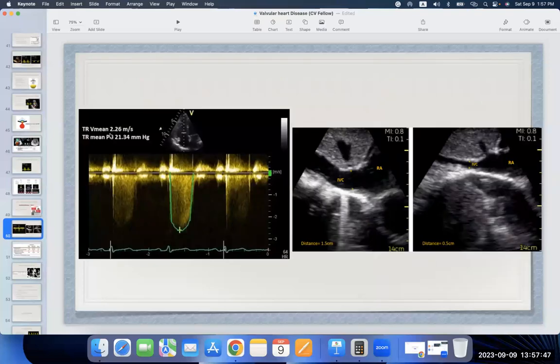Like here, we can see that after you trace it, you can calculate the TR. No, I'm sorry, this is the mean. But if you want to calculate the maximum here, it will be almost 3. So you square it, multiply it by 4, and then you add the RA pressure. Here you will see that the size is less than 2.1 and collapsible, so we say the RA pressure is 3. So you add the 3 to the gradient that you calculate from the TR velocity.